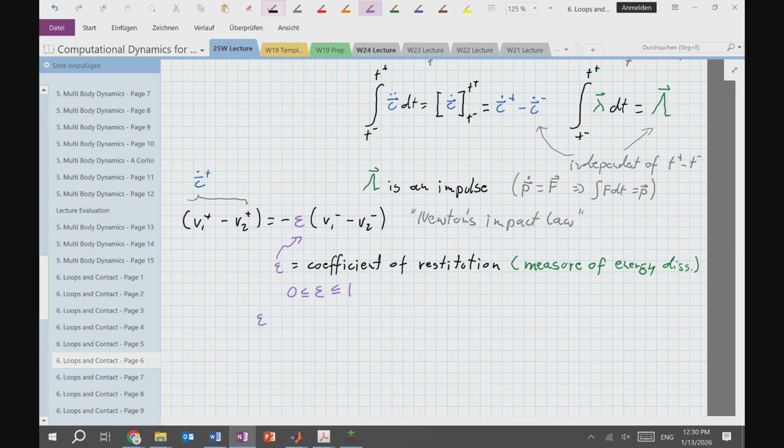And the two corner cases are epsilon equals 0. This is called a fully plastic collision, where all the energy is gone. So it basically means these two particles will stick to each other after the collision. They collide and stick together. No energy that came from the deformation comes back. This is called a fully plastic collision. And then epsilon equals 1 is the opposite, where we get all the energy back. No damping, no dissipation. This would be a fully elastic collision.